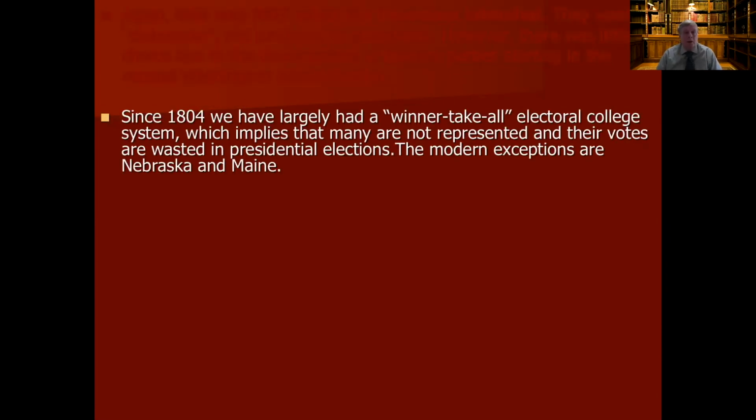So since 1804, we have largely had a winner-take-all electoral college system, which implies that many are not represented, and their votes are wasted in presidential elections. For example, if you come from California and you are a Republican, you might as well not even go to the ballot box. The reason being, Democrats are solidly in control of California.